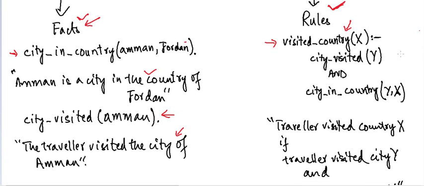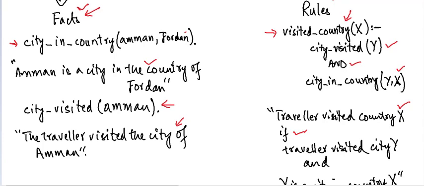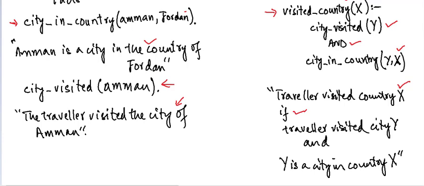that a traveler visited a country X if the traveler visited the city Y, and Y is a city in the country X, right? So our rule here is that the traveler visited the country X if, according to our facts, the traveler visited the city Y, and Y is a city in country X.